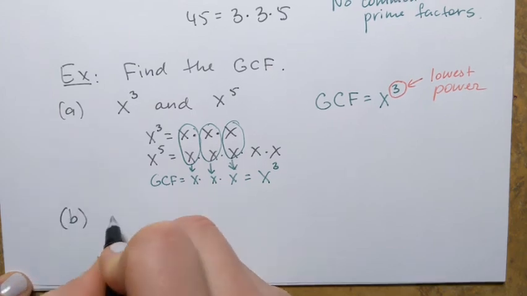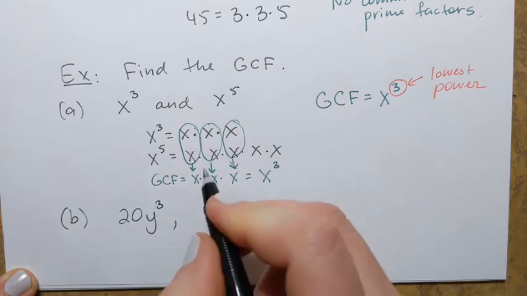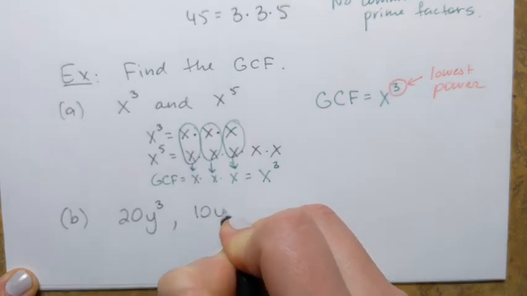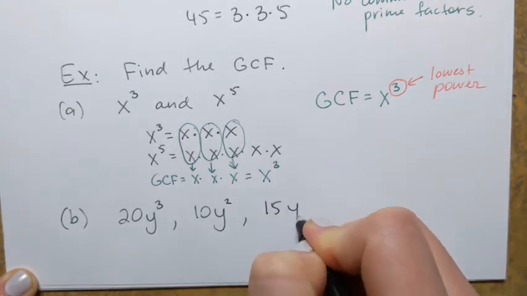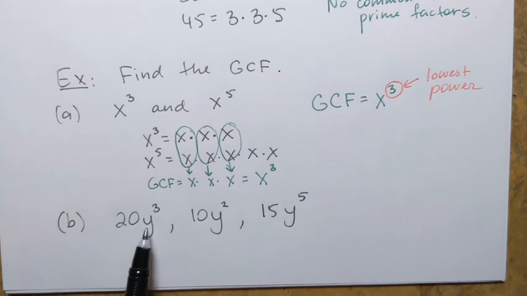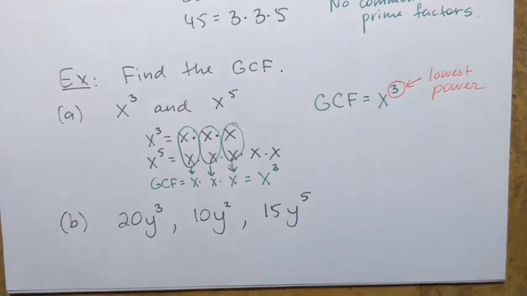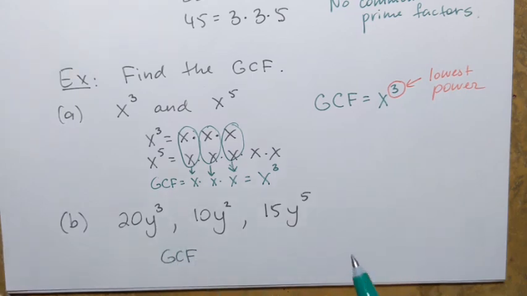So how about if I have 20y to the 3rd power, 10y to the 2nd power, and then 15y to the 5th power. What if I need to find the GCF when I have both variables and the coefficients? Then we have to do one thing at a time. So first we have to focus on the numbers and find the GCF for the numerical part, for the coefficients. And then we have to switch to variables. I specifically chose kind of simple numbers here, so maybe we can right away find the GCF.